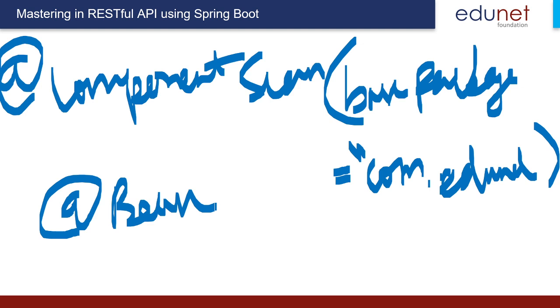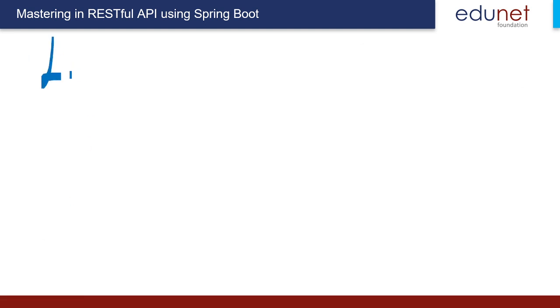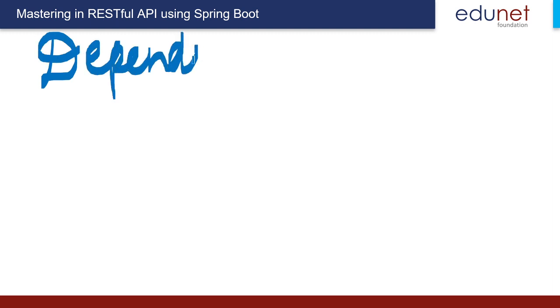so clear Amma? In a Spring we can do it in a two way. One is XML and the another one is Java based configuration. Clear? So the next part is we are going to see about dependency injection.